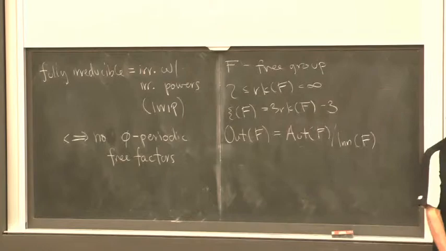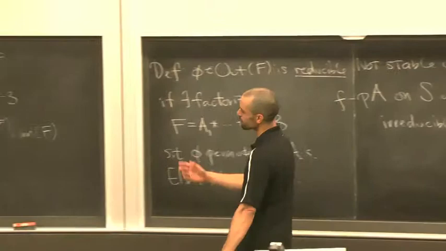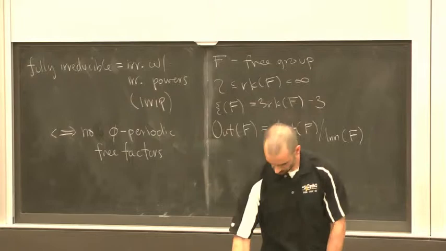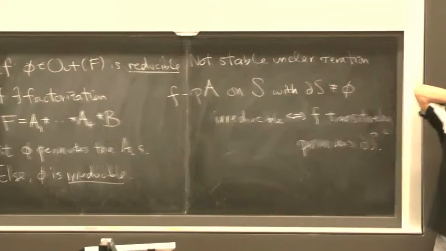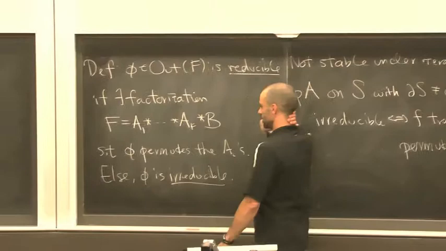If you're coming from the world of mapping class groups, it's reminiscent of the characterization of a pseudo-Anosov as having no periodic curves. So these guys are never fully irreducible. Well, if there's a single boundary component, then it is. But if there's not, then no, because some power of them always fixes a boundary component. Okay. Fair enough? Great.